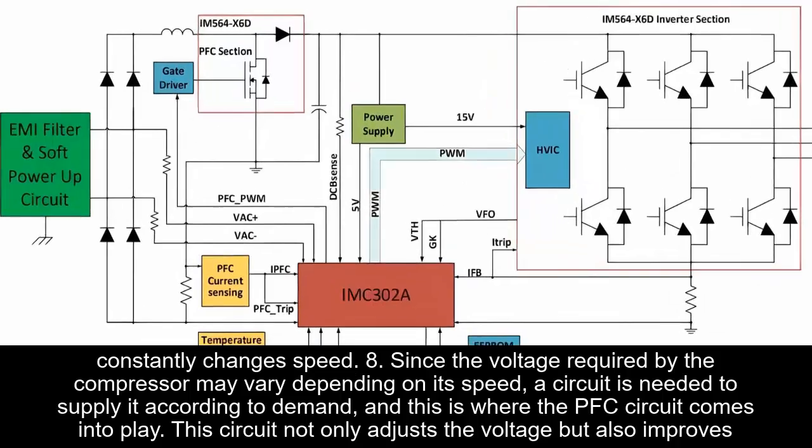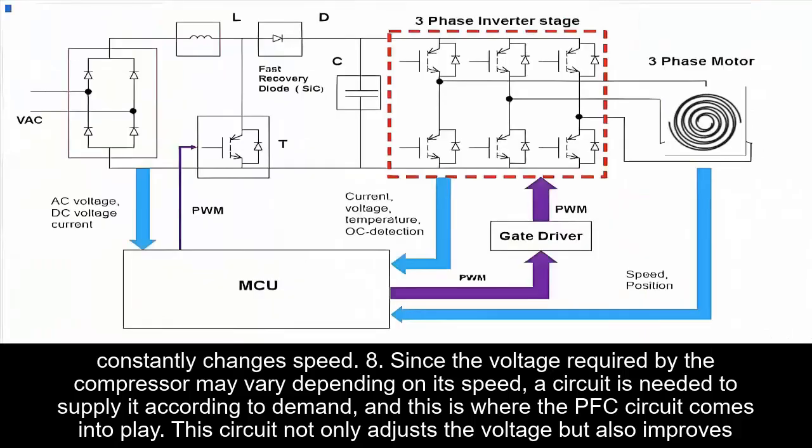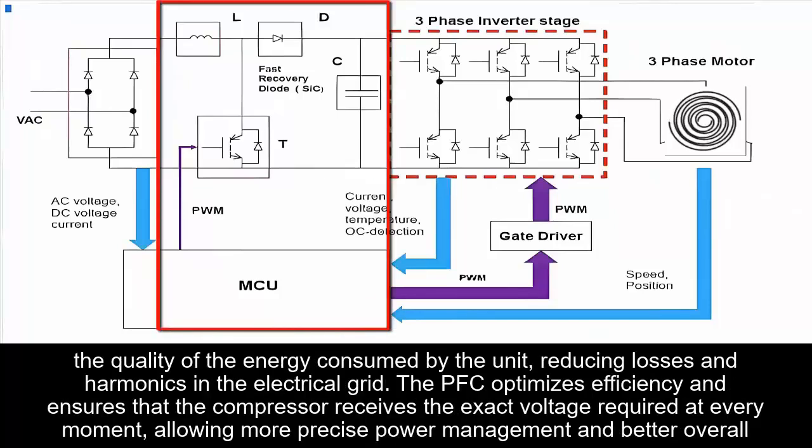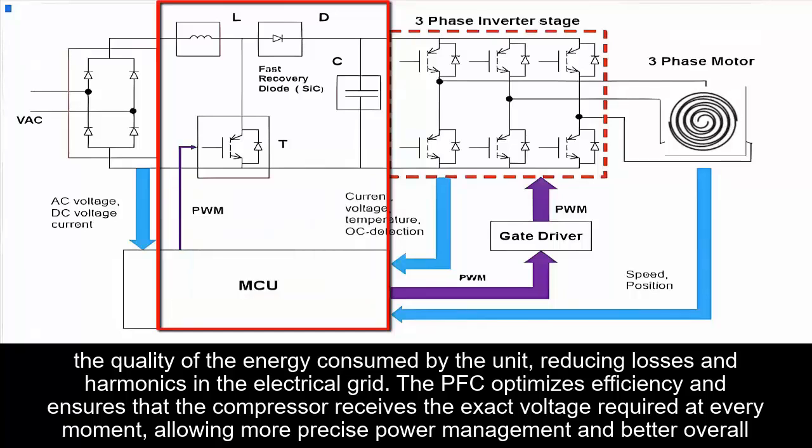7. Since the voltage required by the compressor may vary depending on its speed, a circuit is needed to supply it according to demand, and this is where the PFC circuit comes into play. This circuit not only adjusts the voltage, but also improves the quality of the energy consumed by the unit, reducing losses and harmonics in the electrical grid. The PFC optimizes efficiency and ensures that the compressor receives the exact voltage required at every moment, allowing more precise power management and better overall system performance.